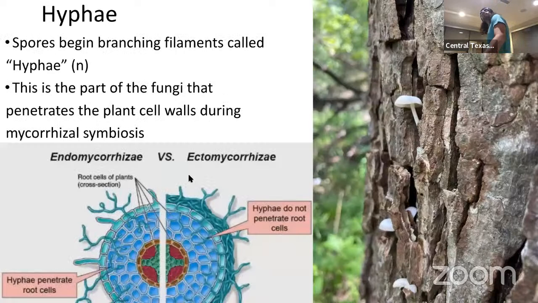So the spores will branch out into filamentous structures called hyphae, which are haploid. And this is the part that is actually entering the plant's cell walls whenever mycorrhizae is happening. Here you can see there's two different types of mycorrhizae, ectomycorrhizae and endo, and that just means that it's penetrating the cell of plants. But they both act in the same symbiotic way that mycorrhizae do.